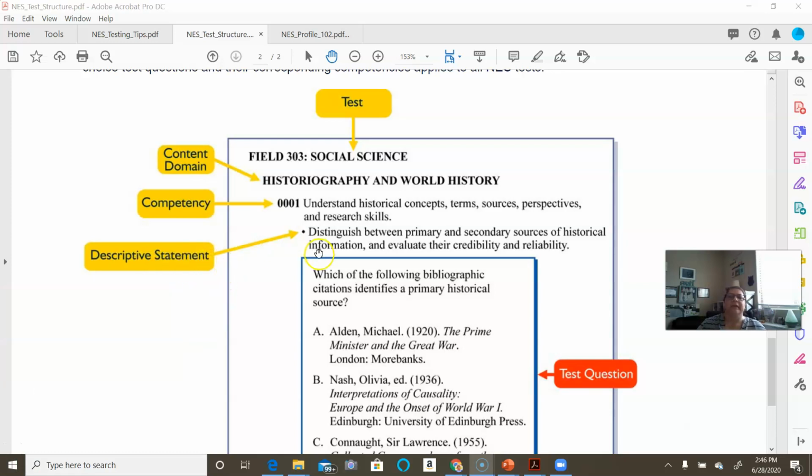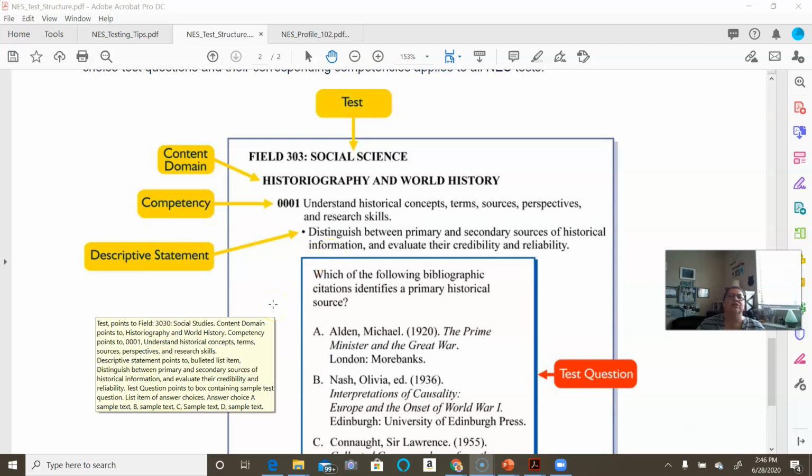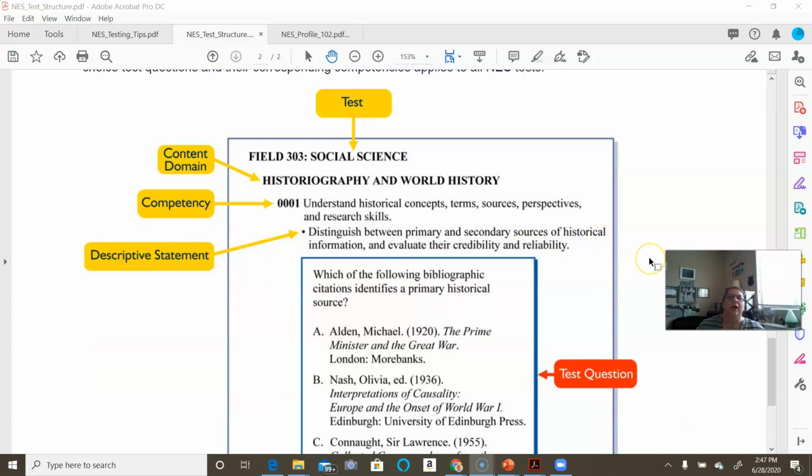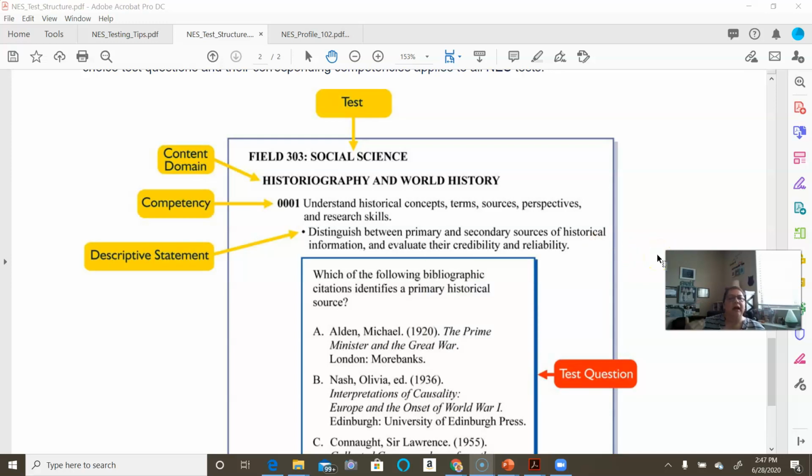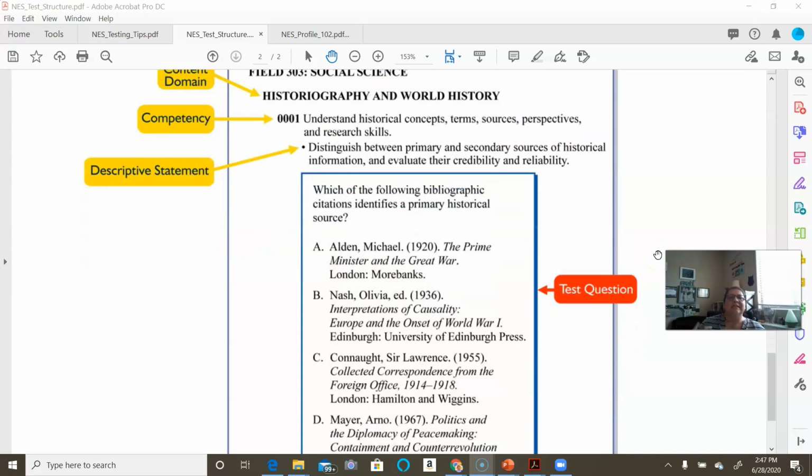The descriptive statement here says distinguish between primary and secondary sources of historical information, and evaluate their credibility and reliability. So that is, if you think about it, your overall goal. How do you know that you're ready to take this test? You know you can do this. Then once you think, okay, I'm ready to do this, look at the example questions.